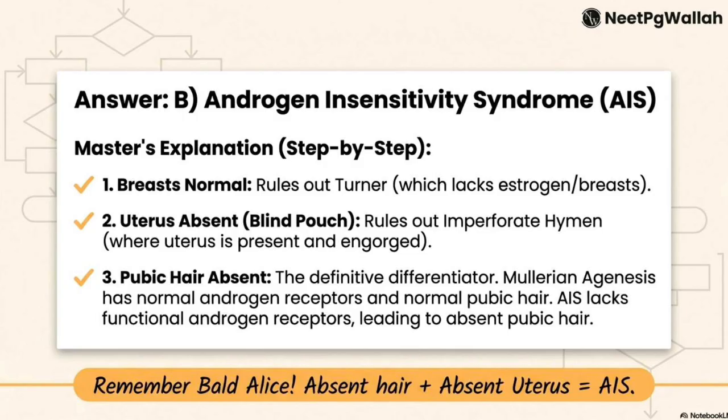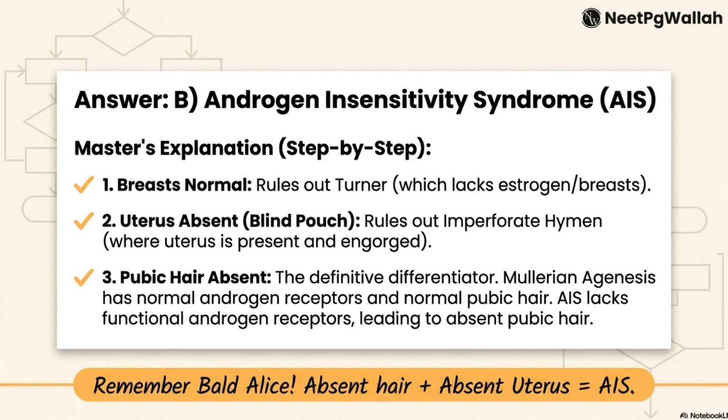Clue 2, the uterus is absent. Well, that completely rules out an imperforate hymen, where a uterus would be present engorged with blood. Clue 3, pubic hair is absent. This right here is our definitive tiebreaker. Müllerian agenesis would have normal hair.